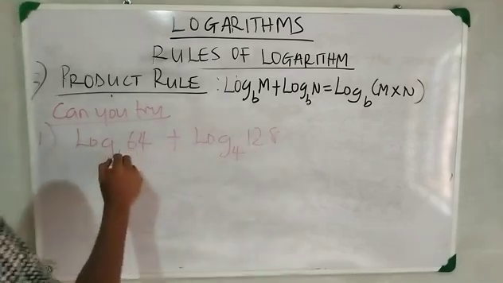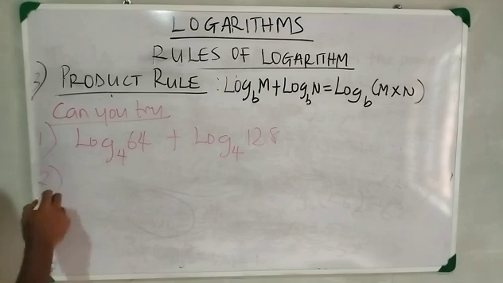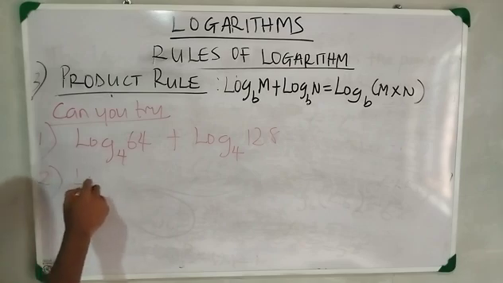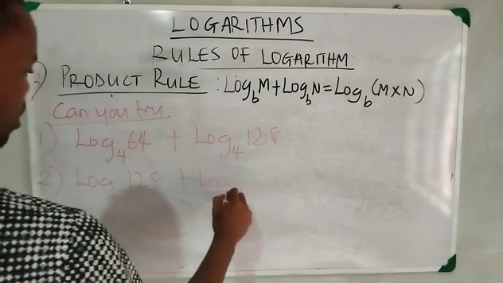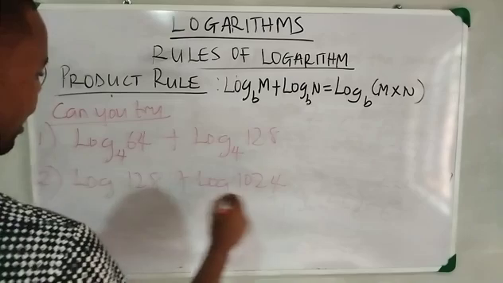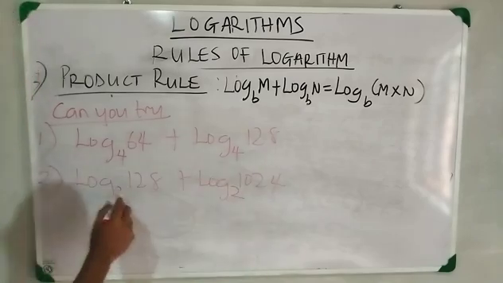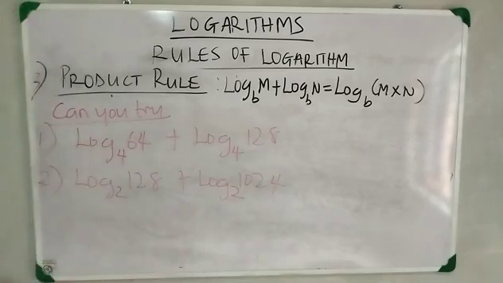These two numbers are in base 4 and they are adding up. Now, these two numbers are in base 2 and they are adding up. Add them up using a combination of the product rule, and also use the identity rule and the power rule to simplify to get a final answer.